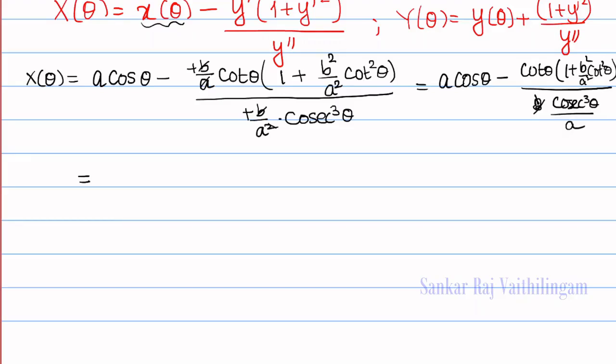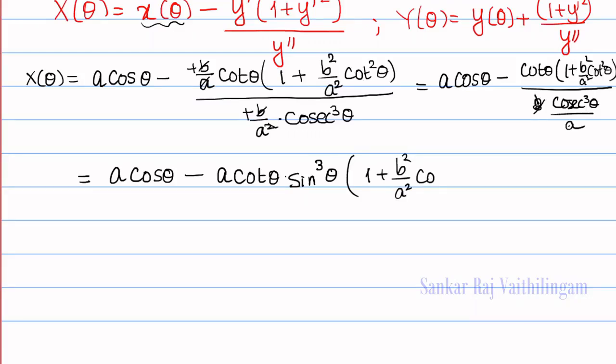This is equal to a cos theta minus, in the a one, then upon a cot theta into 1 by cosecant, that is sine cube theta, into 1 plus b square by a square into cot square theta. So we are having this is the thing.